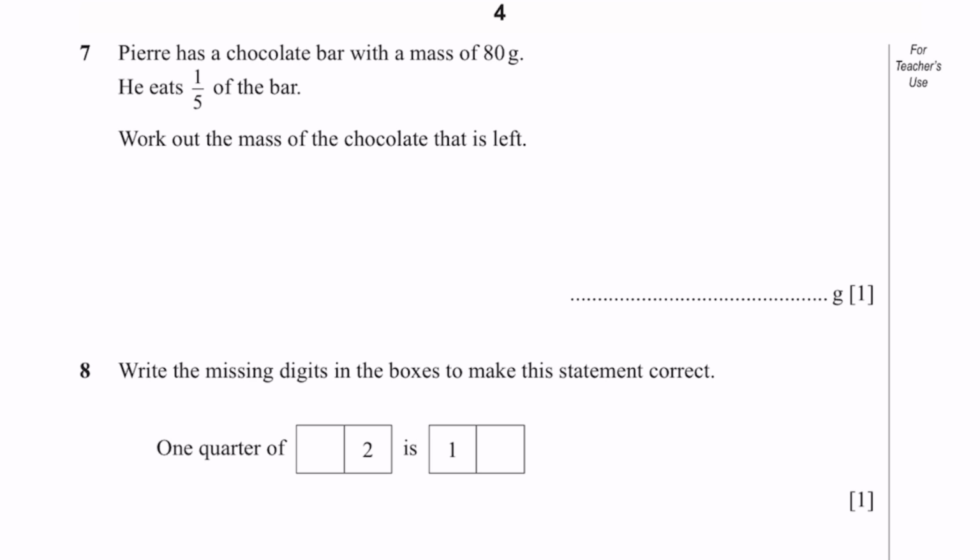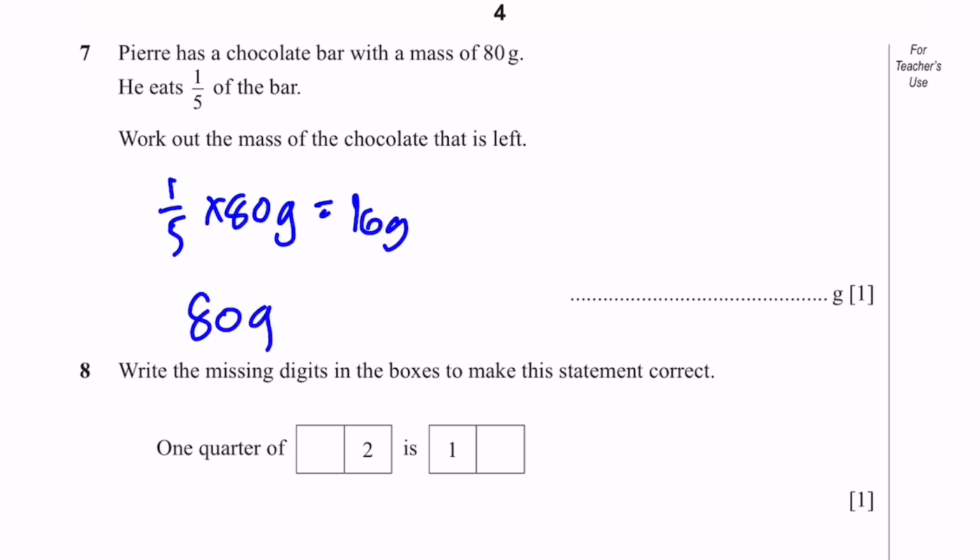Question 7. Pierre has a chocolate bar with a mass of 80 grams. He eats 1 by 5 of the bar. Work out the mass of chocolate that's left. So 1 by 5 times 80 grams is equal to, when we cancel out, 16 grams. Now the mass that is left is equal to 80 grams minus 16 grams, which is equal to 64 grams. That's the answer.